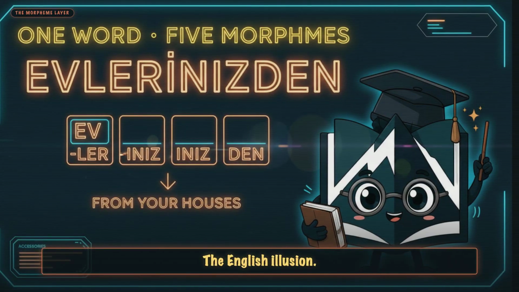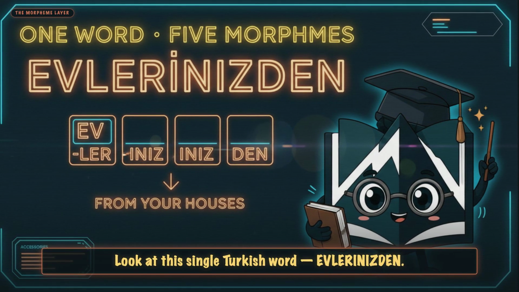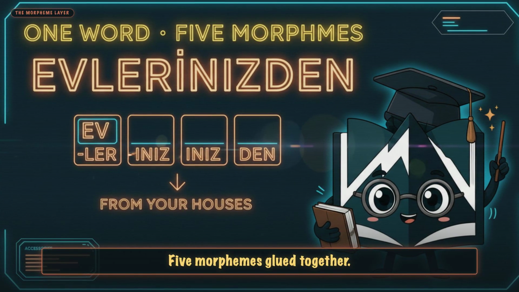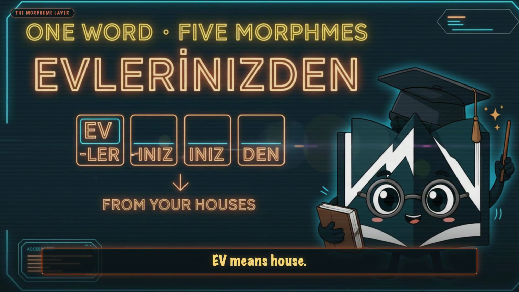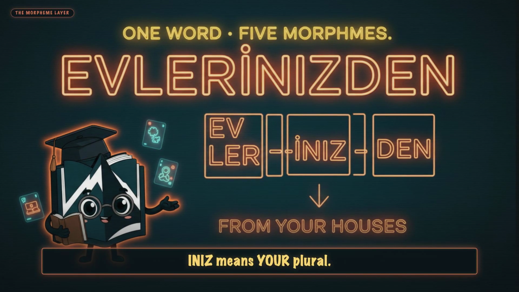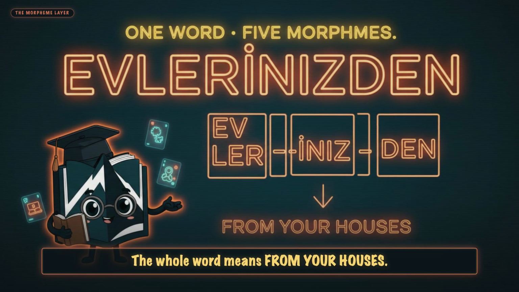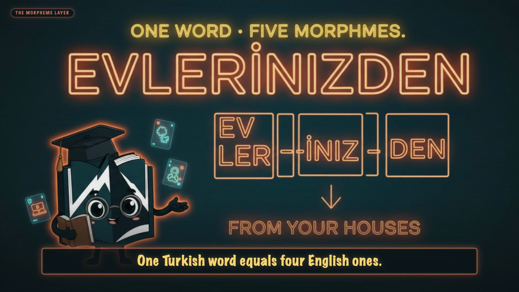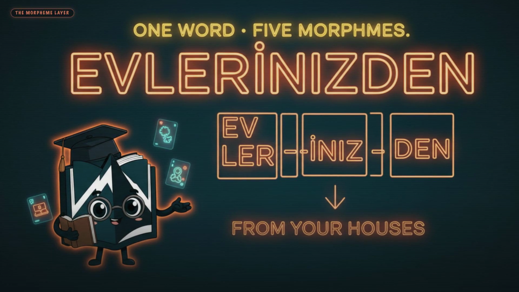Beat 3, the English illusion. Look at this single Turkish word, evlerinizden, 4 morphemes glued together. EV means house, LER makes it plural, INIZ means your plural, DEN means from. The whole word means from your houses. 1 Turkish word equals 4 English ones.